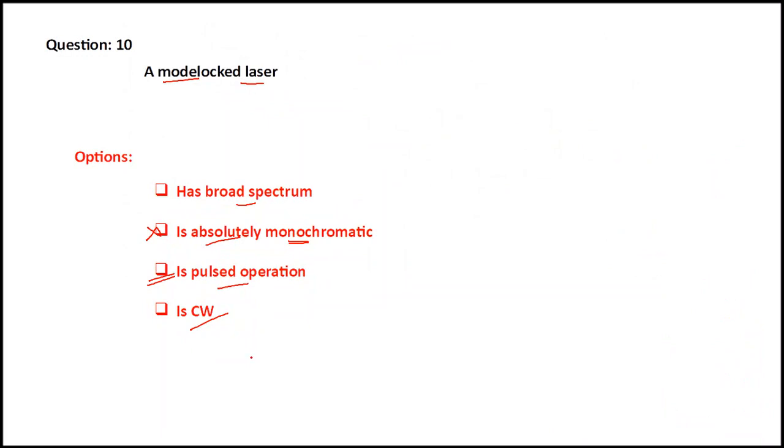And with this, the mode locked laser is a pulsed operation. This is not a continuous wave. This is not absolutely monochromatic and has a broad spectrum. Why? Because it is not monochromatic with a single wavelength. It has a range of wavelengths, so it gives a broad spectrum. Now, do you have any doubt in this question?